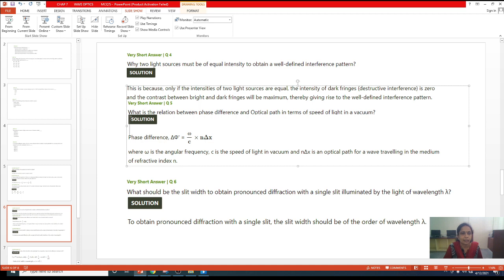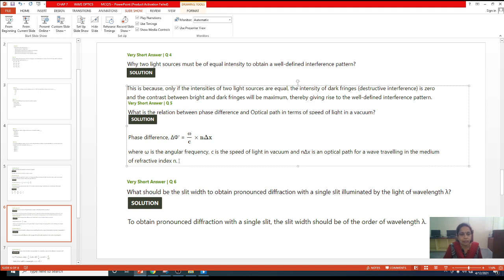Okay, then next question, what is the relationship between the phase difference and optical path in terms of speed of light in vacuum? Okay, solution. Phase difference delta phi is equal to omega upon c into n delta x, where omega is the angular frequency, c is the speed of light, and n delta x is the optical path for a wave traveling in the medium of refractive index n.